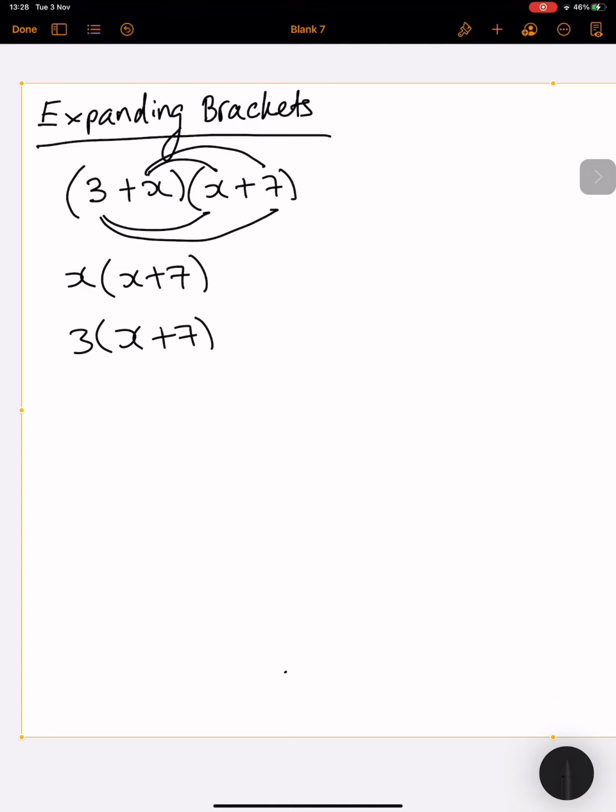So this will come out as 3 times x, which is 3x, 3 times 7, which is 21, x times x, which is x squared, and x times 7. So this can be rearranged now to become x squared plus 7. There's 2 lots of x here, so that will become 10x plus 21.